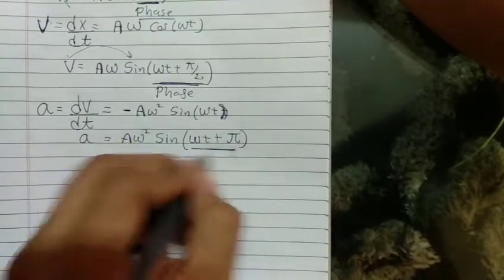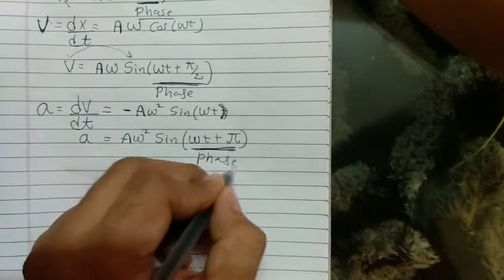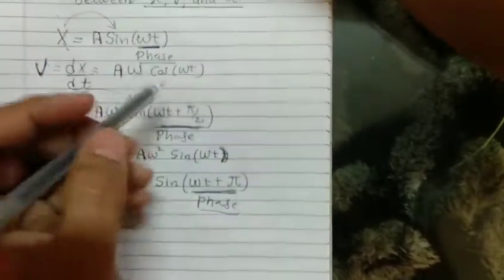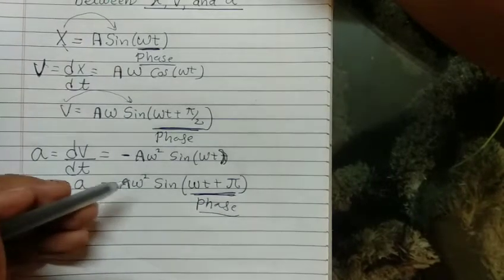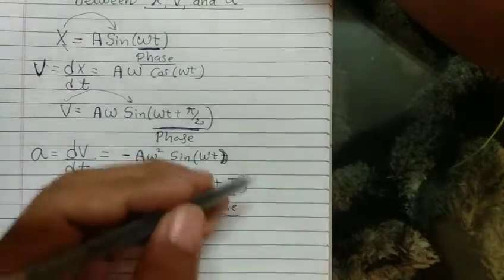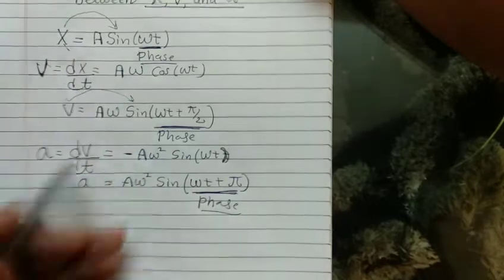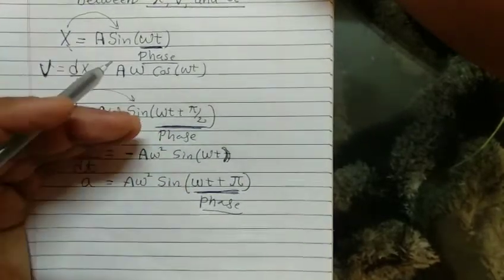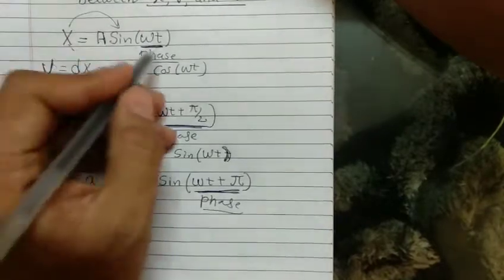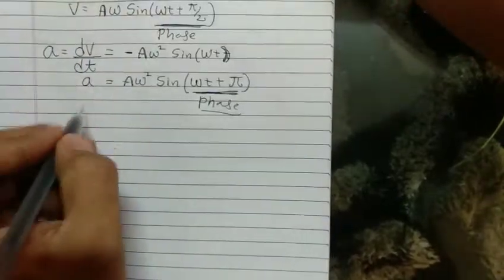This is again a phase of oscillation, the phase of acceleration. So compare these three phases. You can clearly see that acceleration is ahead in phase by 180 degrees compared to displacement. So acceleration is leading in phase, then it is velocity, and the one which is lagging in phase is displacement. You can remember it this way.